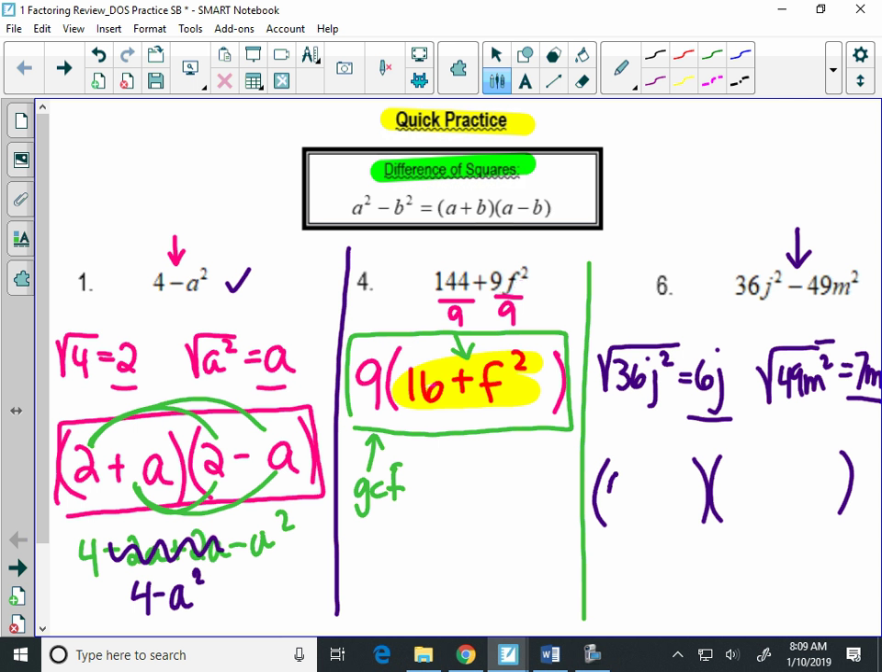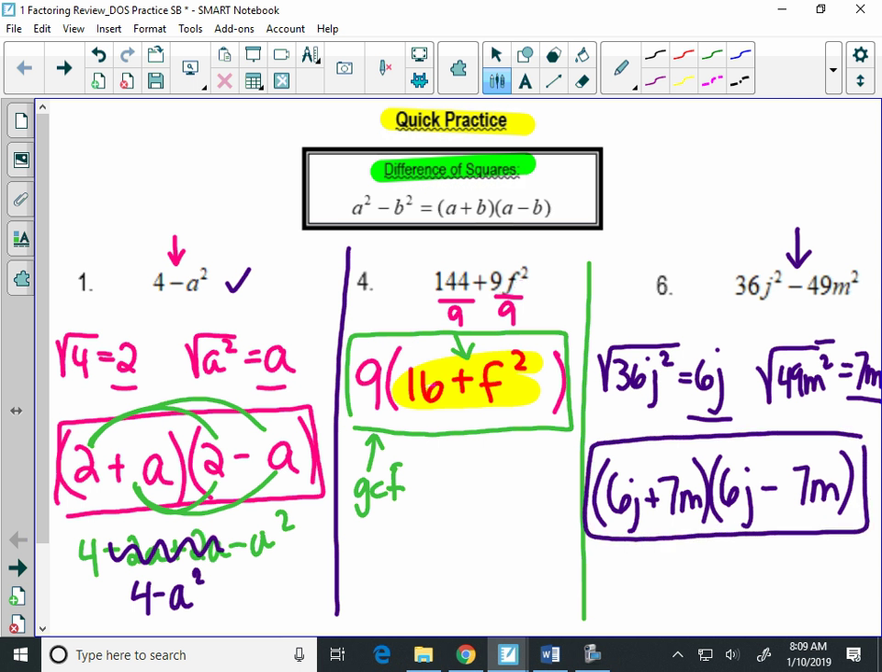All right, the 6j goes first in both. The 7m goes on the right in both sets of parentheses. One set gets a plus, one set gets a minus, and that's your fully factored form.